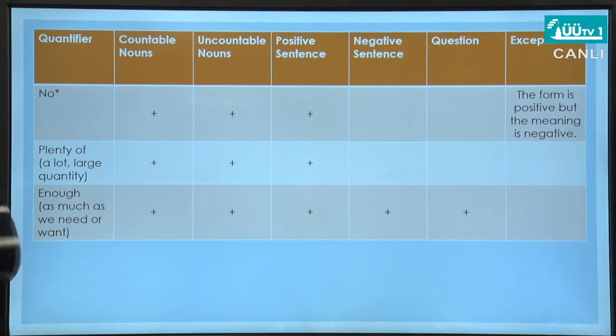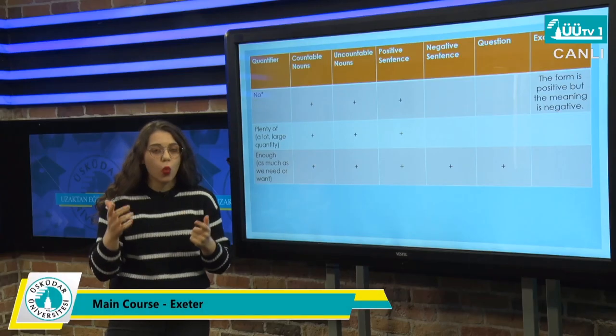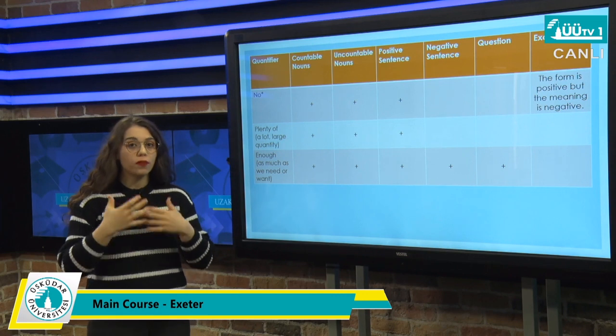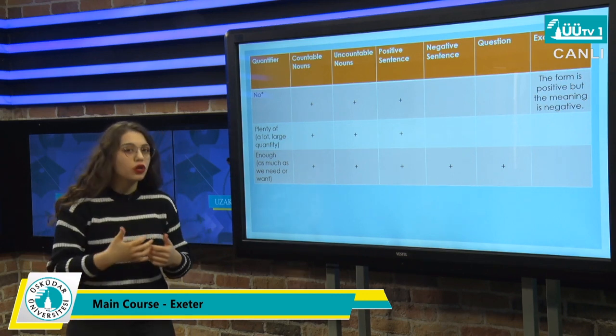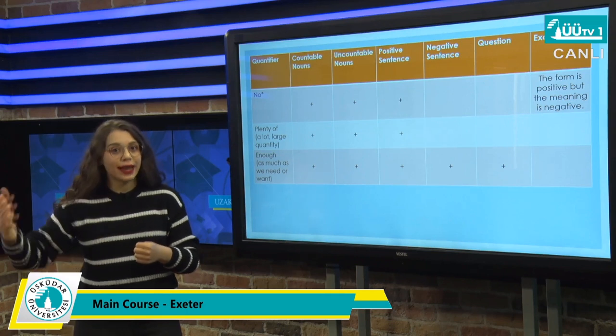All right, let's look at the other quantifiers. No. As you can guess, no has a negative meaning. So we can use no with countable or uncountable nouns, but we use it in a positive sentence. Why? Because the form should be positive so that the meaning can be negative. You know that we cannot use double negatives in English.